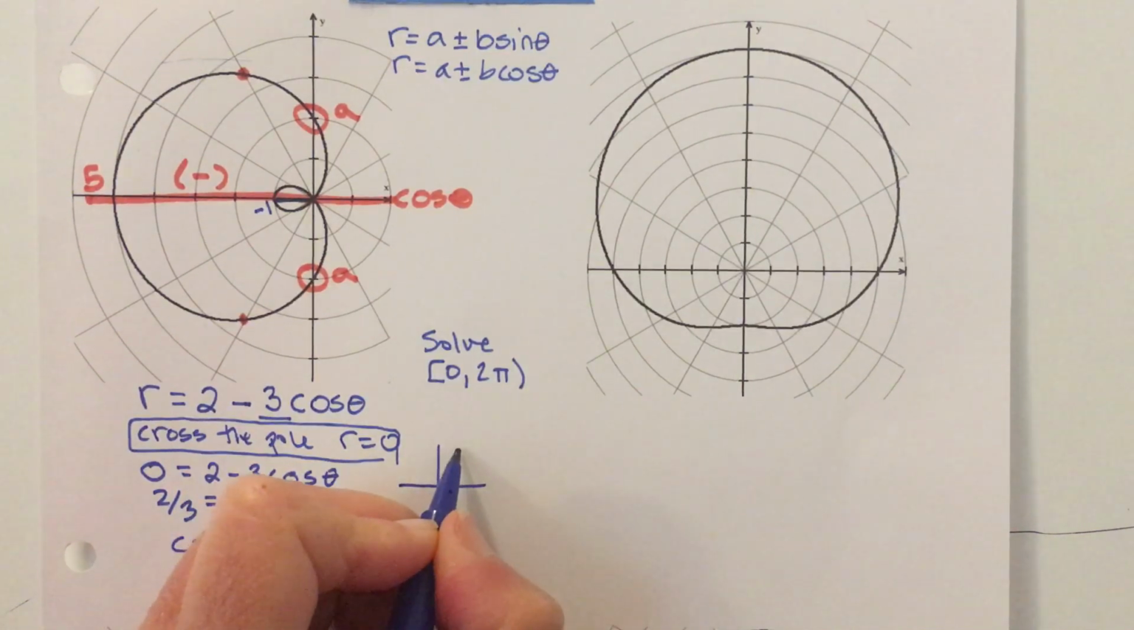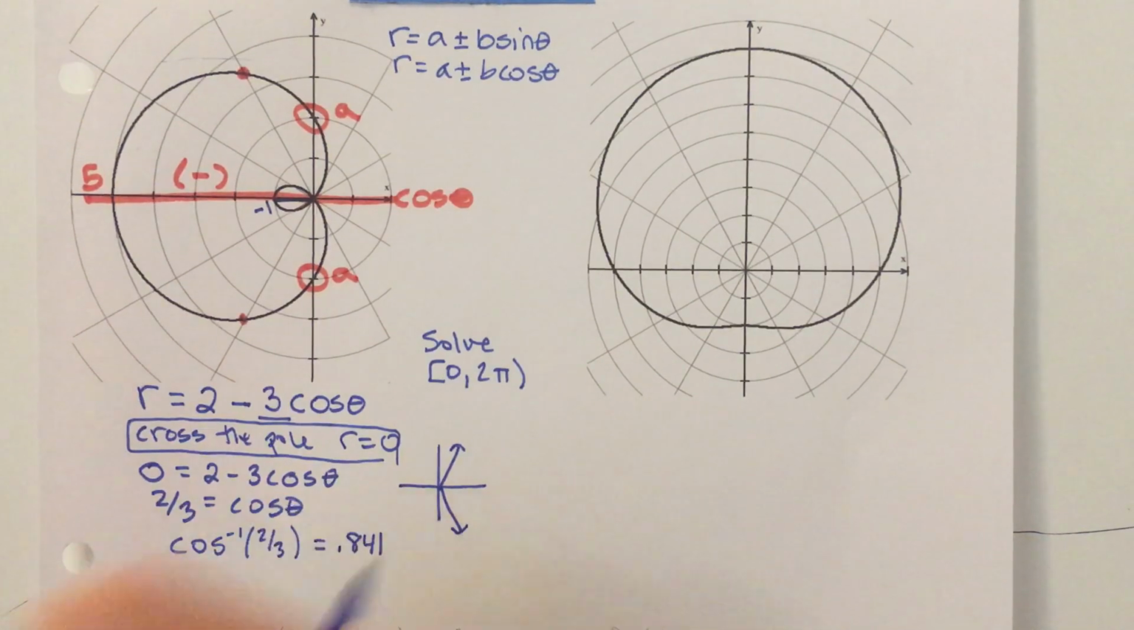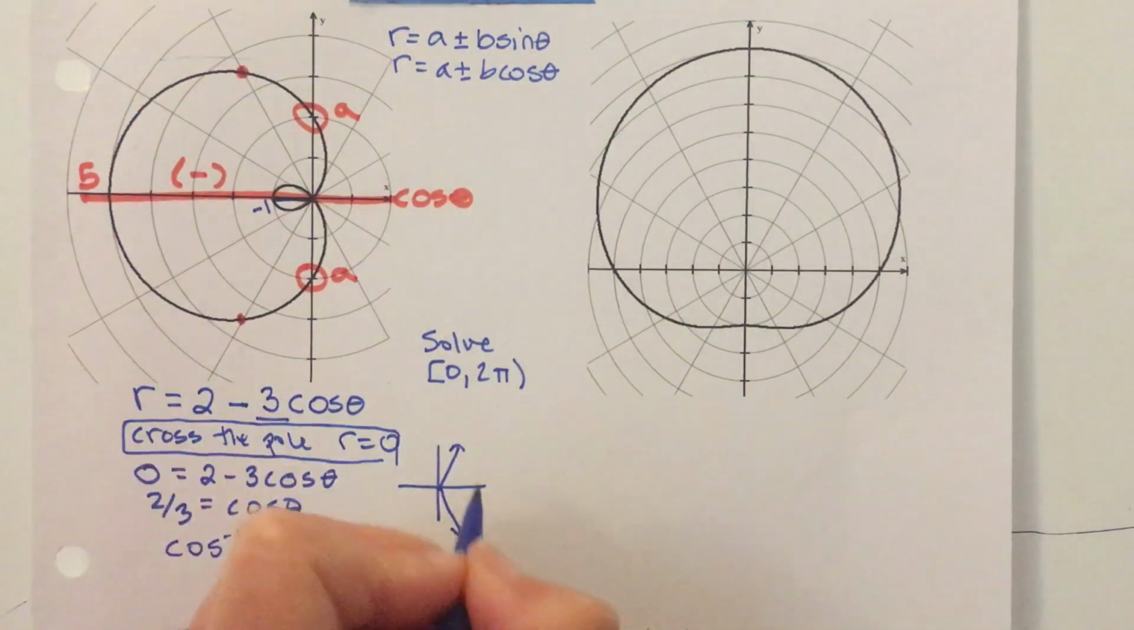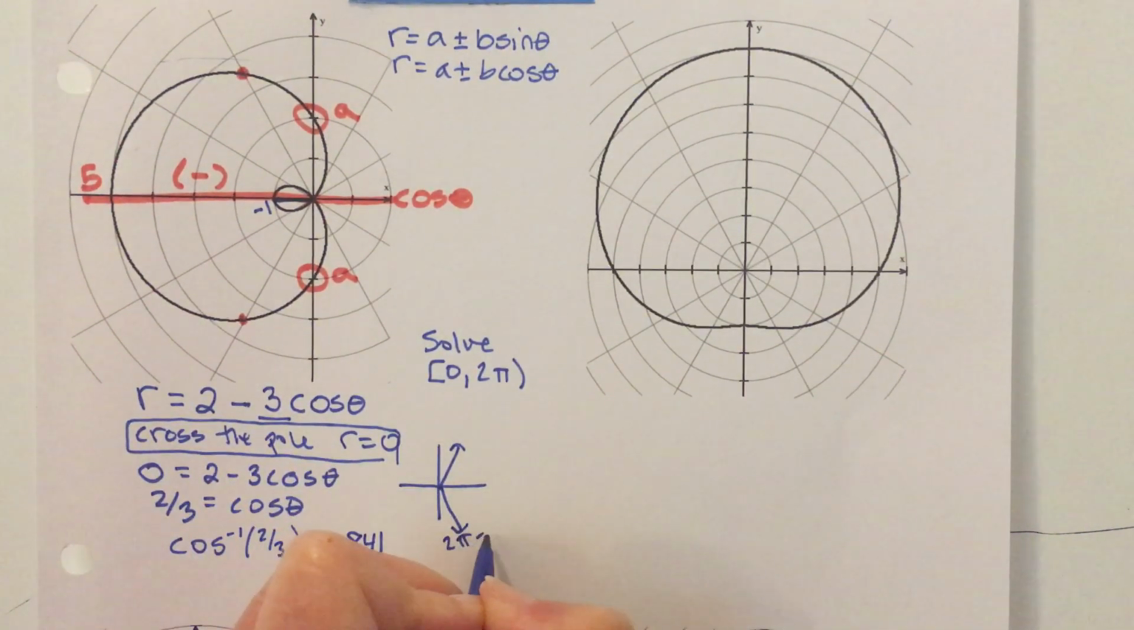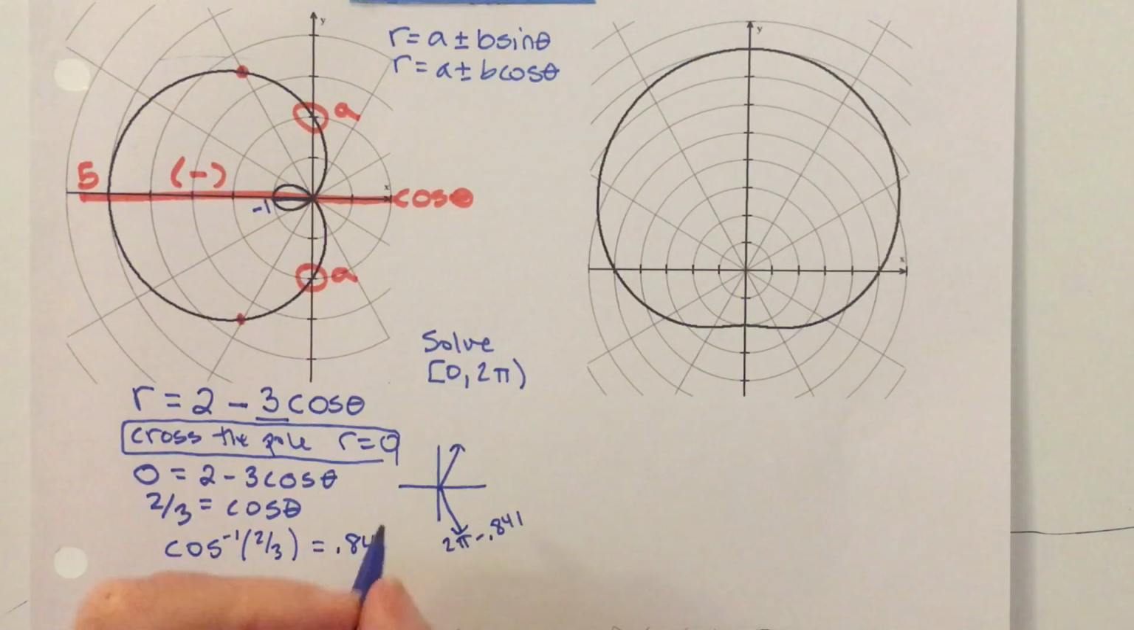So that is a first quadrant answer, maybe about here. And then you have to know that there's another one right there, and that is 2 pi minus 0.841. So the other answer is 5.442.